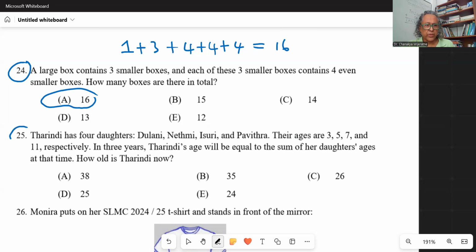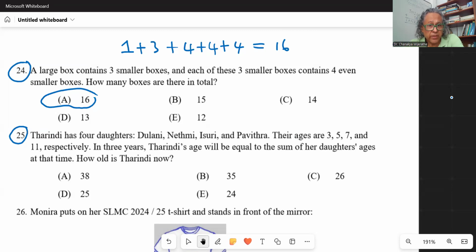Number 25. Tarindi has 4 daughters, Dulani, Natmi, Isuri, and Pavitra. Their ages are 3, 5, 7, and 11 respectively. Nice numbers, right? Prime numbers. At present. In 3 years' time, Tarindi's age will be equal to the sum of the daughters' ages at that time. How old is Tarindi now?